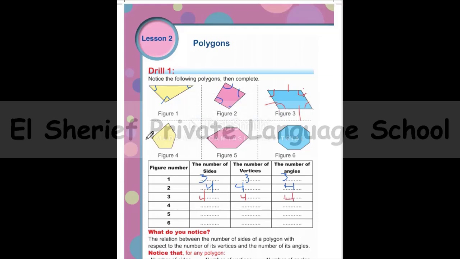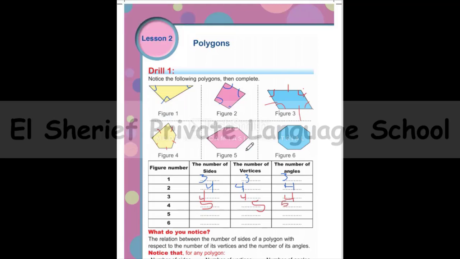Now go to figure 4. Now we have 1 side, 2 sides, 3, 4 sides, 5 sides. And the number of vertices is also 5: 1, 2, 3, 4, 5. Number of angles inside the shape, 1, 2, 3, 4, 5. So we can write 5.